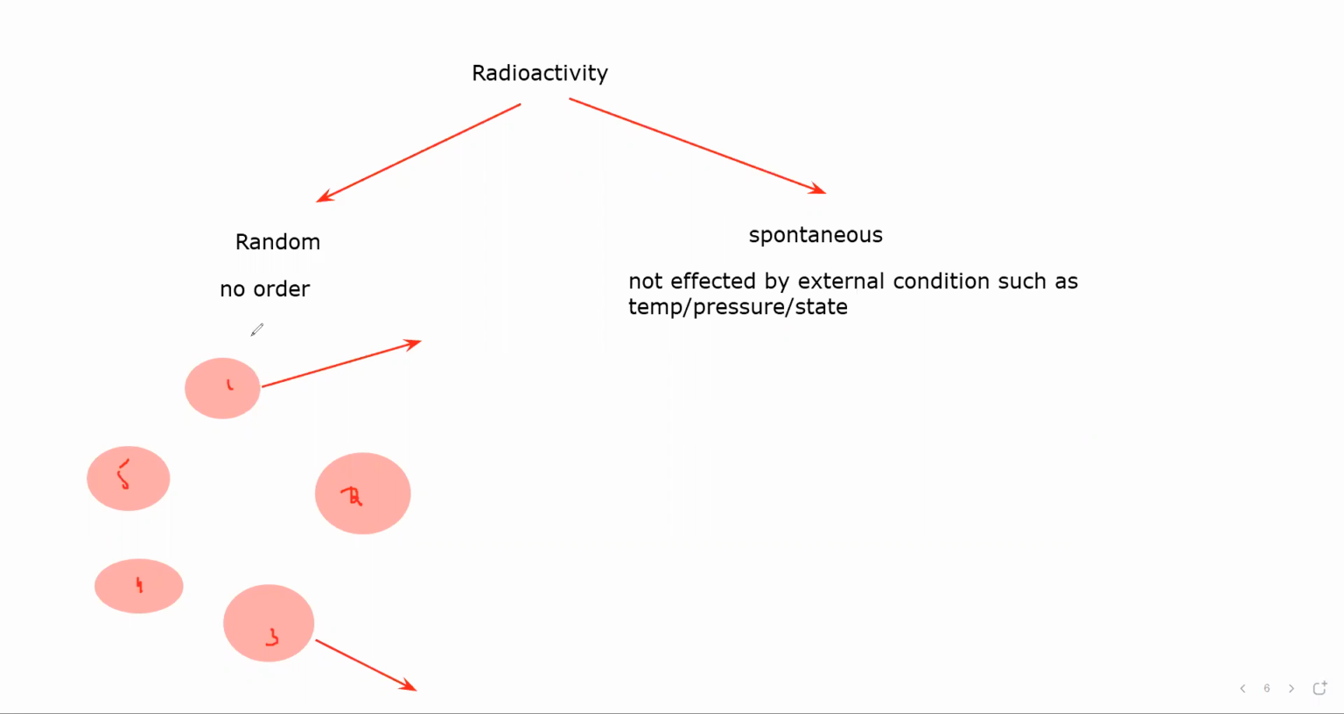It's random. In the beginning, I mentioned random means there is no order. It can be anyone. Maybe 5 will emit, maybe 2 will emit, maybe 3 will emit again, maybe 4 will emit. We don't know. We cannot predict which will be the next nucleus to decay. It's a random process. It does not have any order.